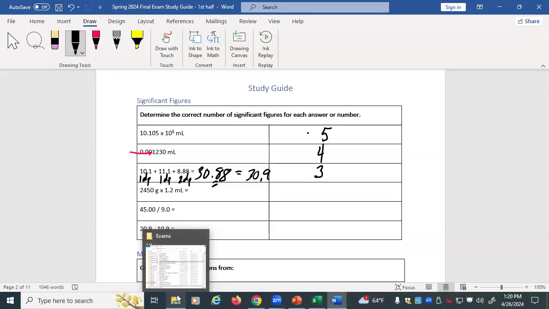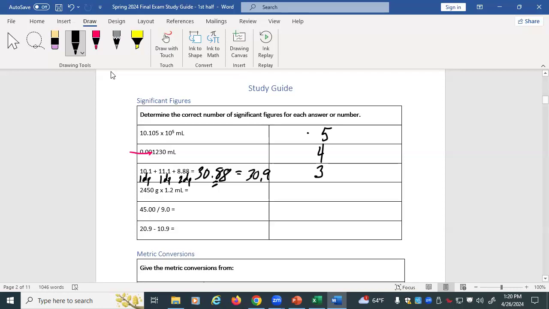All right, for our last one out of this particular subgroup, let's look at the multiplication here. I have 2,450 multiplied by 1.2. When I do that calculation, my calculator says 2,940.